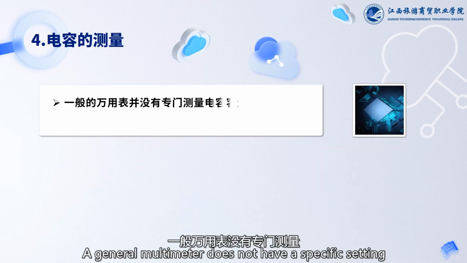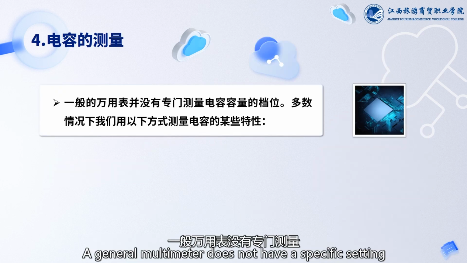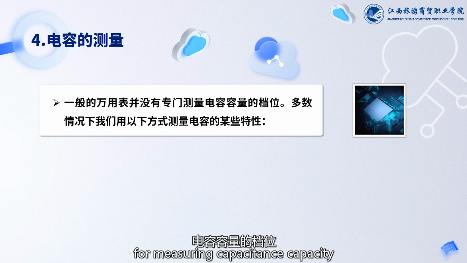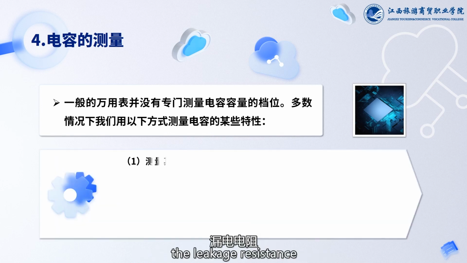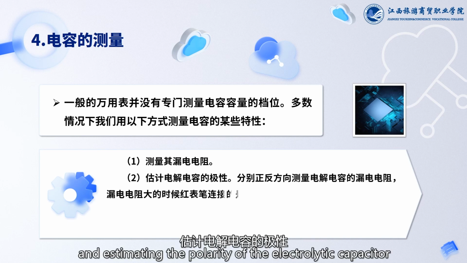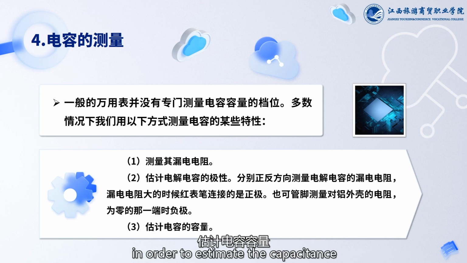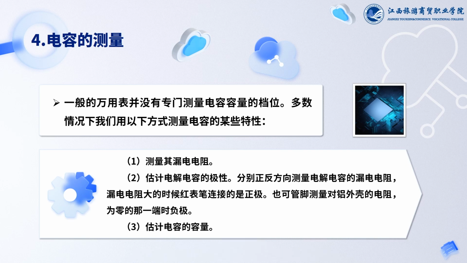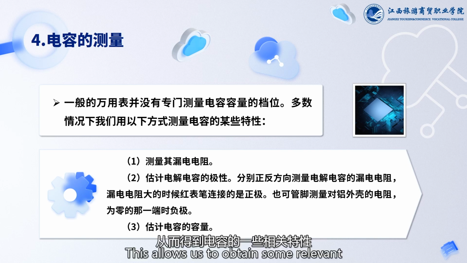A general multimeter does not have a specific setting for measuring capacitance. We can start by measuring the leakage resistance and estimating the polarity of the electrolytic capacitor in order to estimate the capacitance. This allows us to obtain some relevant characteristics of the capacitor.